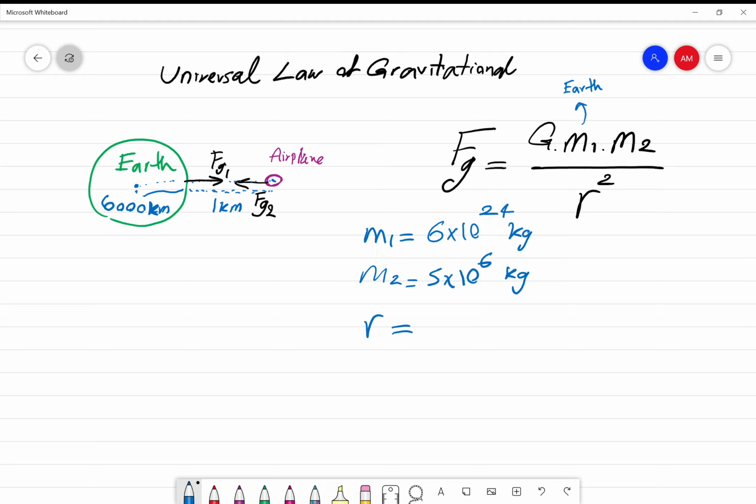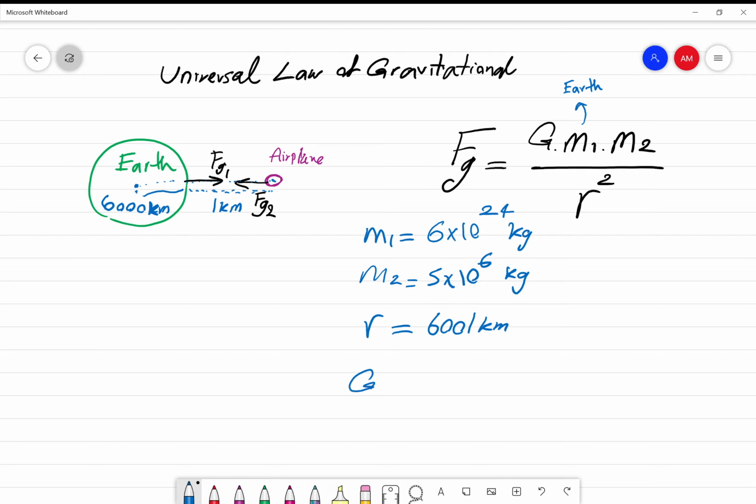And also the distance between the surface of Earth to the center of Earth, it's the radius, which is 6,000 kilometers. So what's the distance between Earth and airplane? The total distance? 6,001 kilometers, correct? Okay.